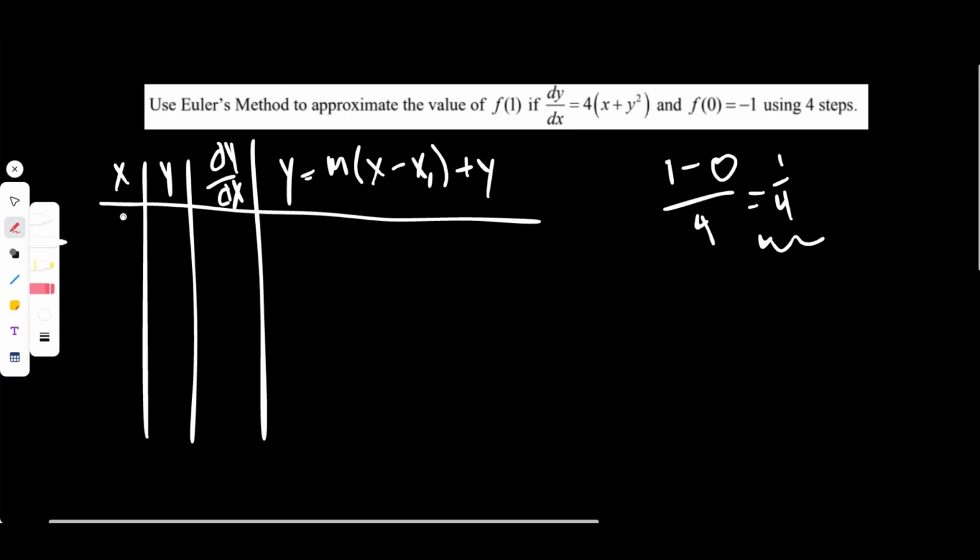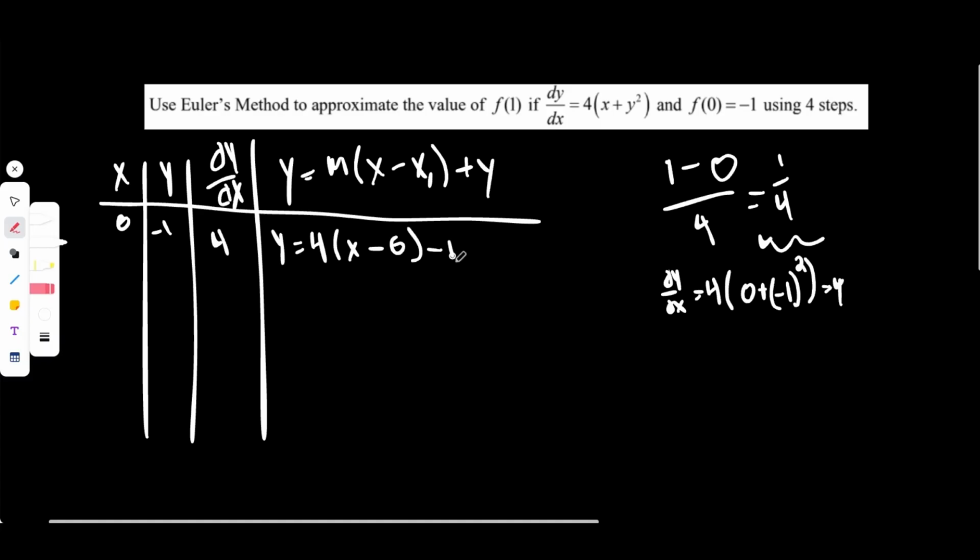So we start at 0, and we were told that at 0 our y is -1, and we plug this into our dy over dx equation. So we know that dy over dx is equal to 4 times x, which is 0, plus -1 squared. This -1 squared just comes out to be +1. So 4 times +1 is just 4. Then we can rewrite our equation: 4x minus 0 minus 1.